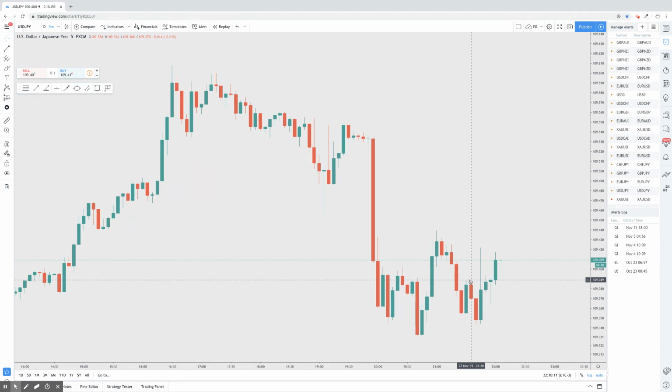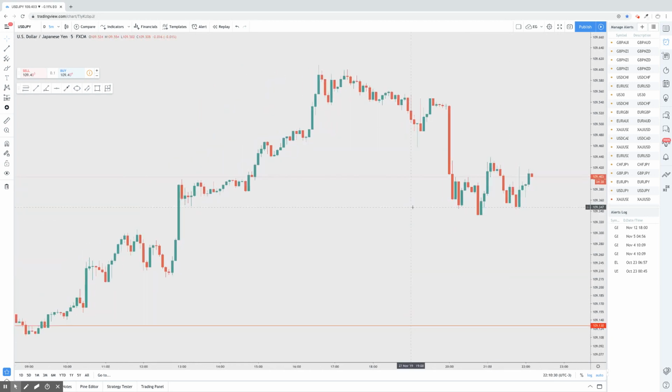Now, for me, the more confirmation I have, the better. The higher the probability of the trade, the more chance I'm going to take it. So I do use some indicators to confirm what price action's already telling me. However, I will never enter a trade if price action isn't confirming. So just to be really clear on that.